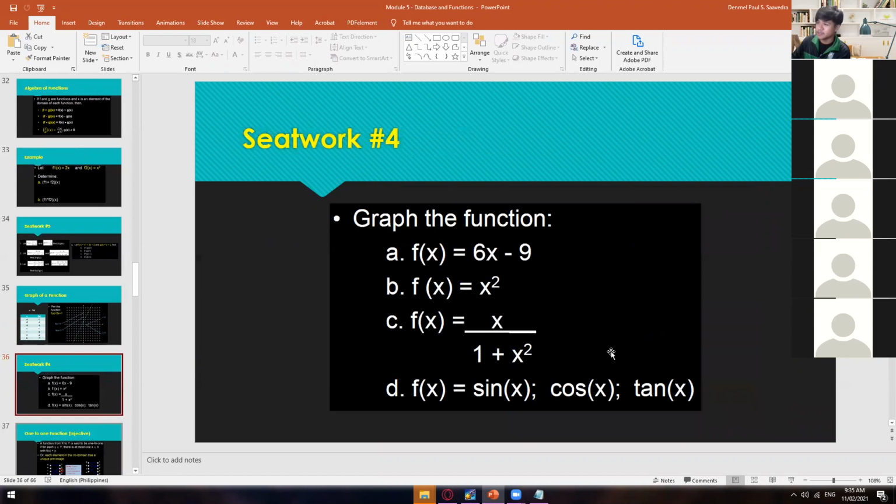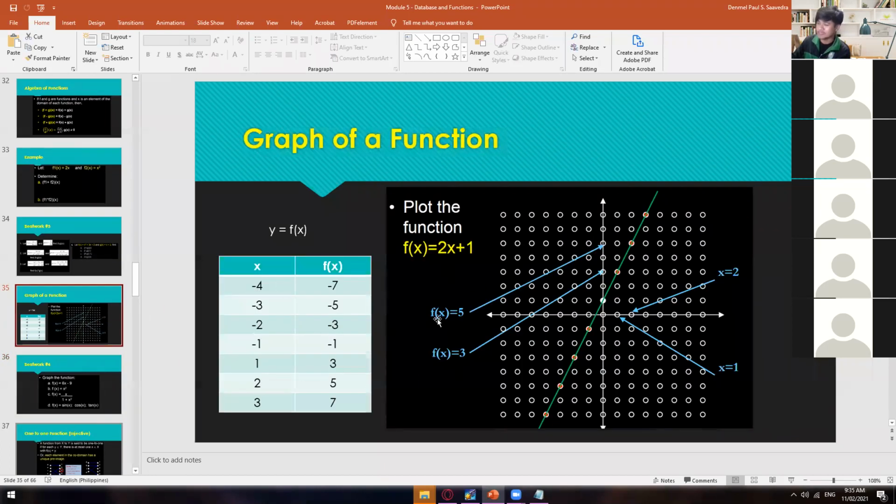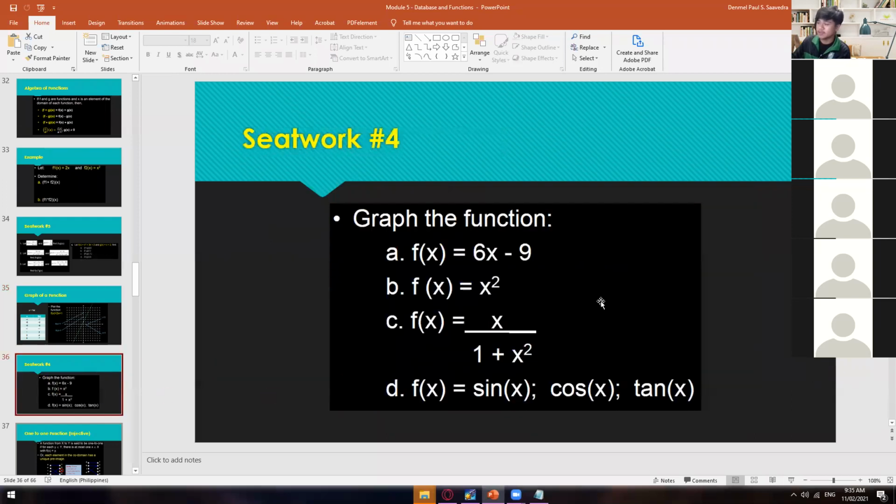And then here's your activity number 4. All you have to do is do the same as this one. You can do this in Microsoft Word, or you can do this handwritten, if you're not familiar with using the graph in Microsoft Word, right?